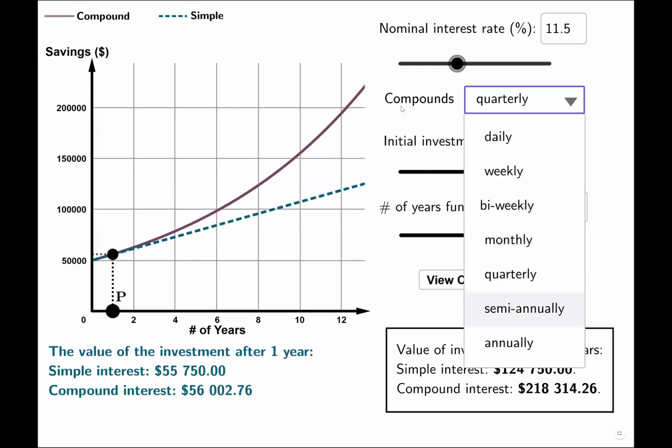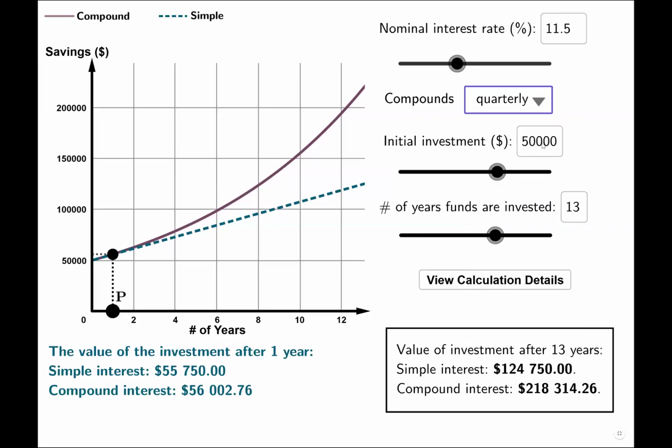Take a look at this screen. This is found in your ebook, and it has a visualization. You can configure a nominal interest rate, the frequency of compounding, whether it be quarterly, daily, biweekly, and other variations, the initial investment, and the number of years funds are invested. You can view the calculation details along with the simple interest accumulated versus the compound interest accumulated, as well as the graph.